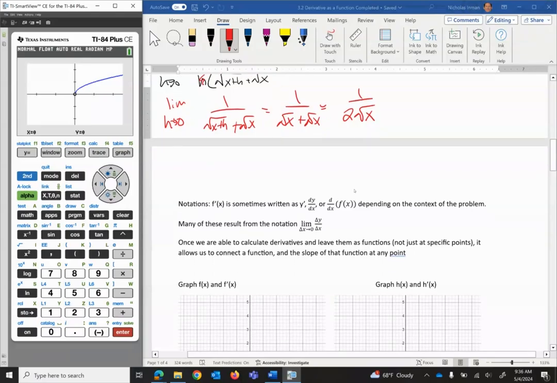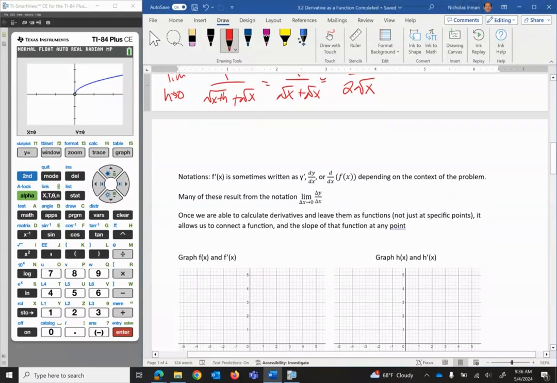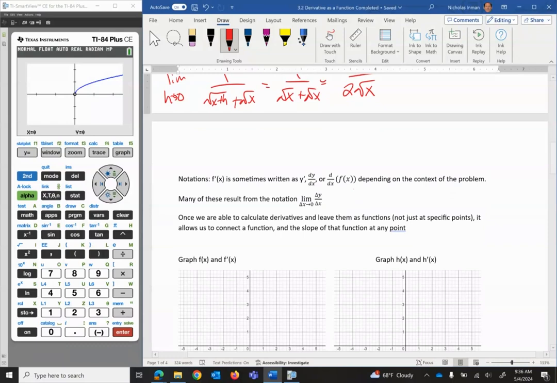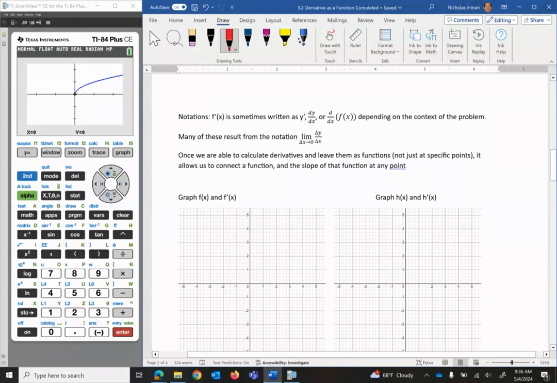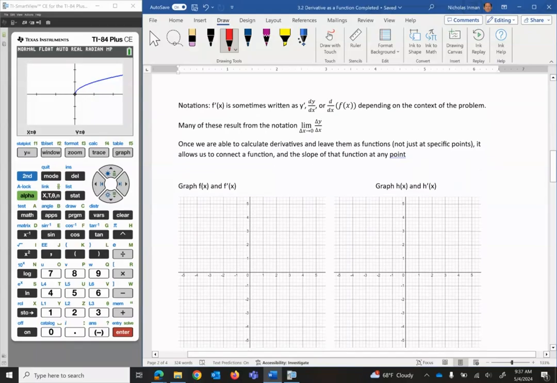All right, notations. So sometimes you'll just see these other things. We've used f prime for derivatives, but we can write it as y prime. Remember, f of x is the same as y. You'll sometimes see dy/dx, the derivative of y with respect to x, or the derivative with respect to x of a function. All 4 of these things mean the same exact idea. Usually it's just the context of the problem that might change which one we use. Again, they all mean the same thing.